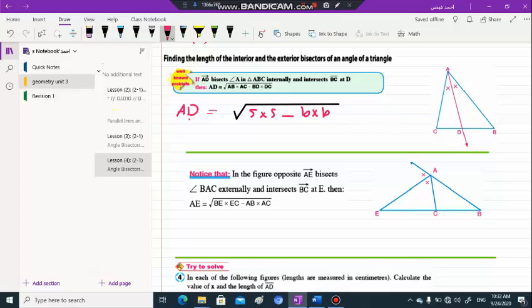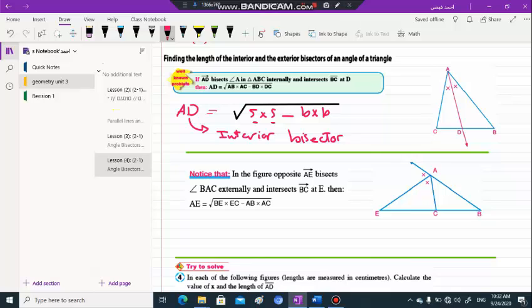If you want to find the length of the interior bisector, we start with side times side, because side times side is the bigger, minus the product of base times base.